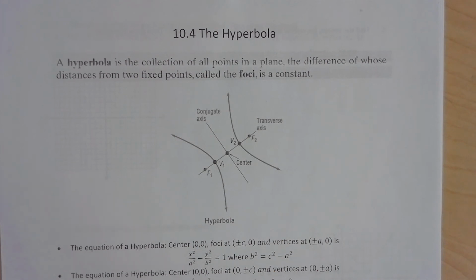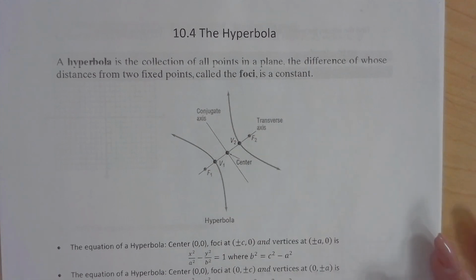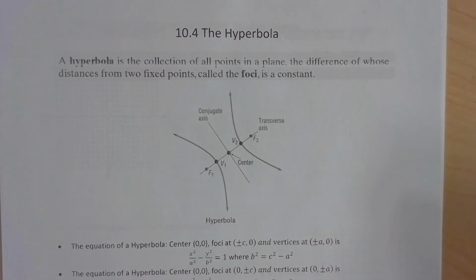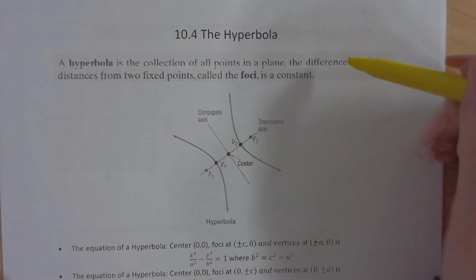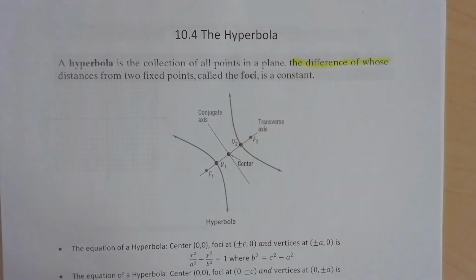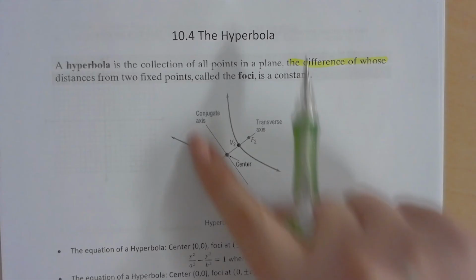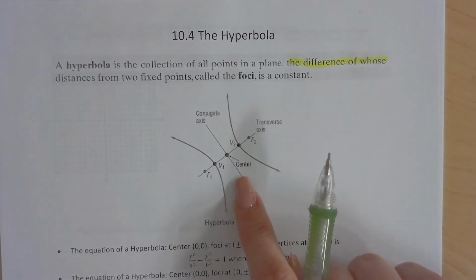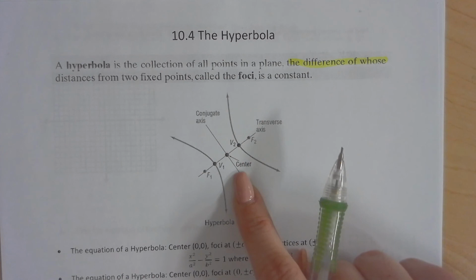All right, so today we're going to learn about 10.4, which is the hyperbola. So a hyperbola, by definition, is the collection of all points in a plane where the differences are called the foci. So hyperbolas look like this. So we have a center, just like with an ellipse. The center is going to be h comma k. It could be at the origin, just like ellipses.